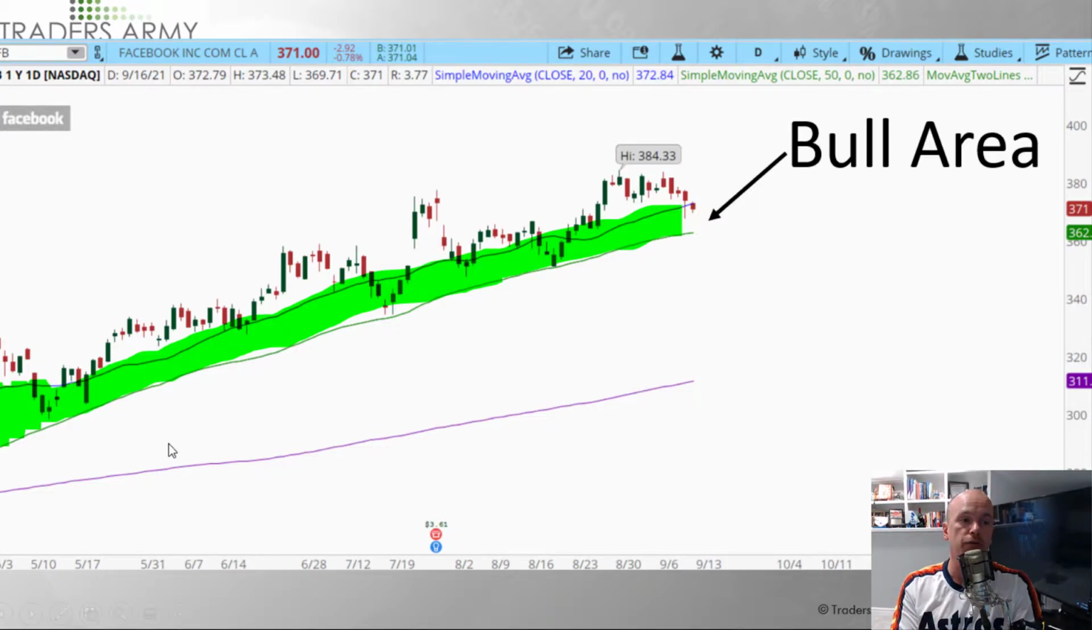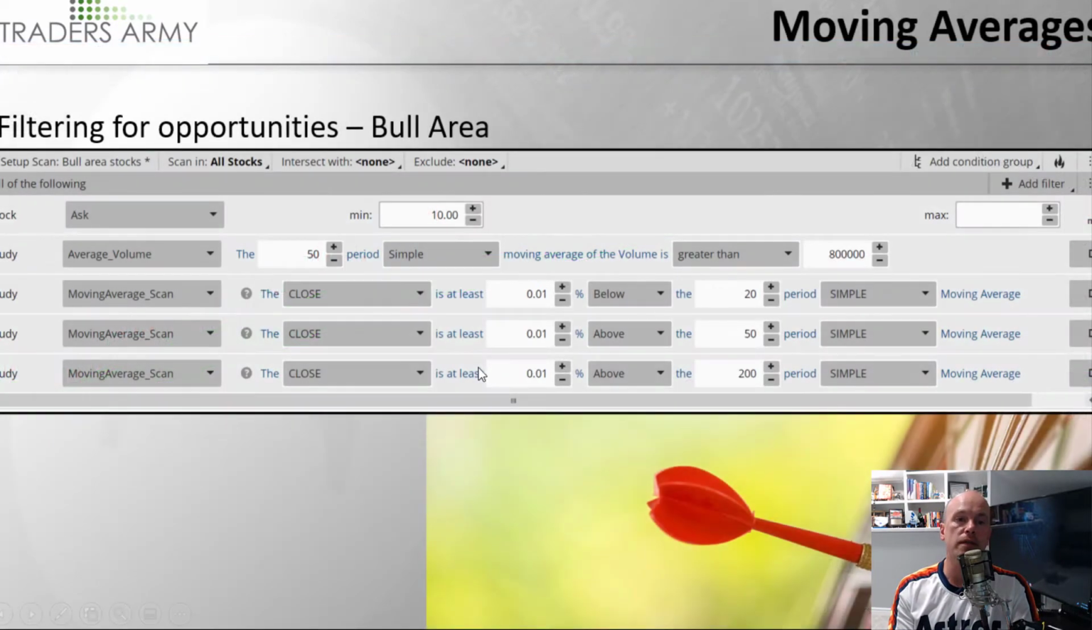And just take a look at this picture of Facebook. You can see that Facebook has violated the 20 on a number of occasions, but pretty much every time it violates the 20, it does come back and give an opportunity to get long on a pullback moving forward. So let's look at an example of what a scan might look like. For example, this is a picture of a scan inside of a brokerage firm, this particular one being Thinkorswim.